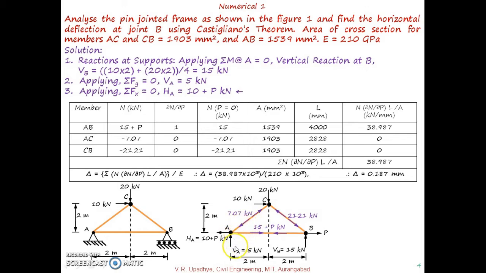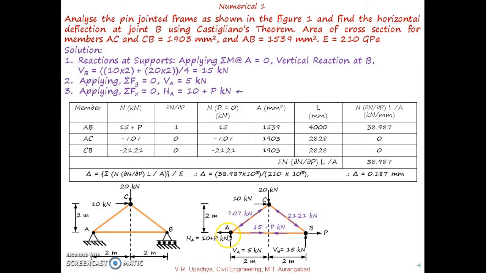internal compression force. So again, if we apply summation Fx equal to 0 at joint A, then the internal member force in member AB can be calculated, and that must be equal to 10 plus P, that is horizontal reaction at A, and horizontal component of member force in member AC. So that will become 7.07 cos of 45. So 7.07 cos of 45 is 5, and 10 plus P plus 5. So that becomes 15 plus P.